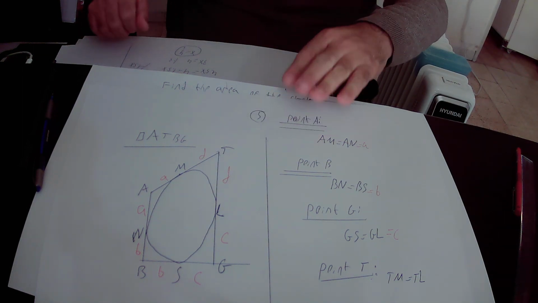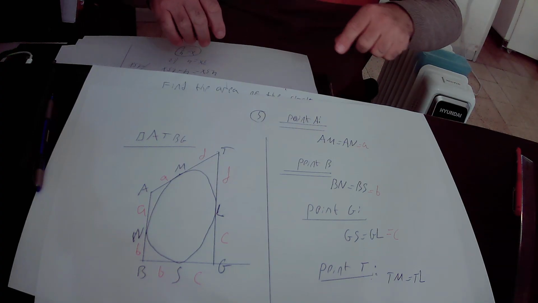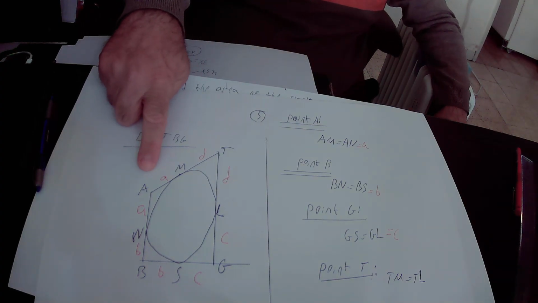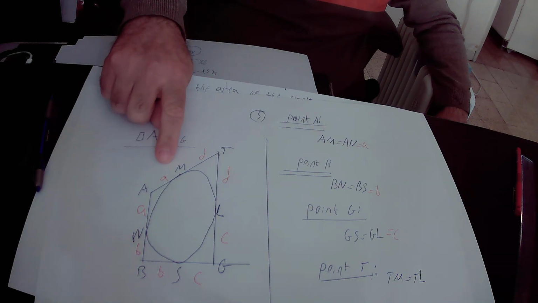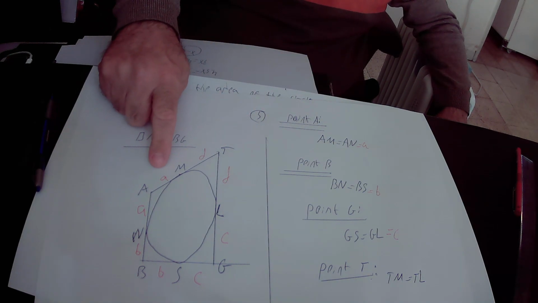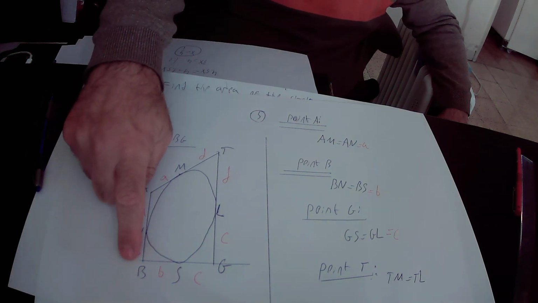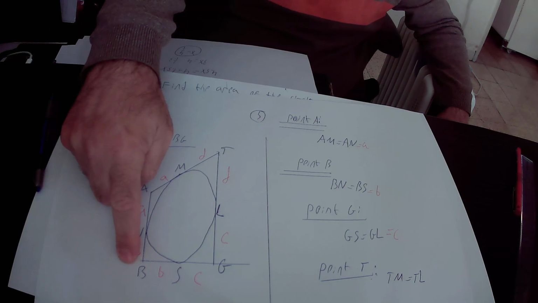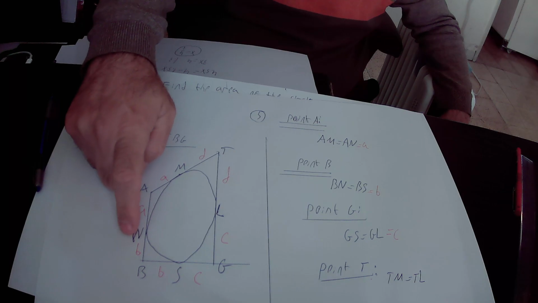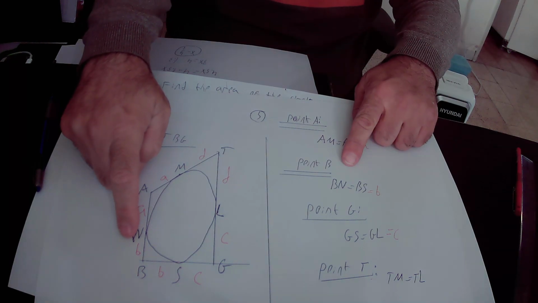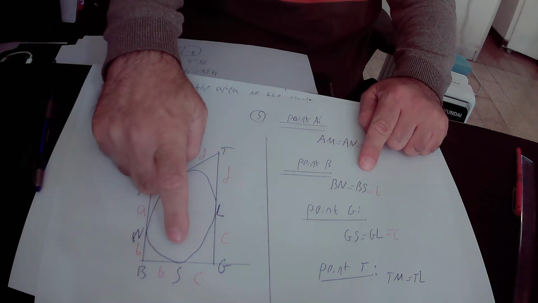So we can implement rule number 2 in our drawing. Why? Because if you focus at point A, we have two tangents to the circle, tangent AM and tangent AN, and they must be equal to each other, according to rule number 2. So AM equals AN. So if AM is A, then AN also is A. Then focus on the common external point, point B. From point B, we have two tangents to the circle, tangent BN and tangent BS. According to rule number 2, they must be equal to each other. So BN equals SB. So if BN is B, then BS must also be equal to B.